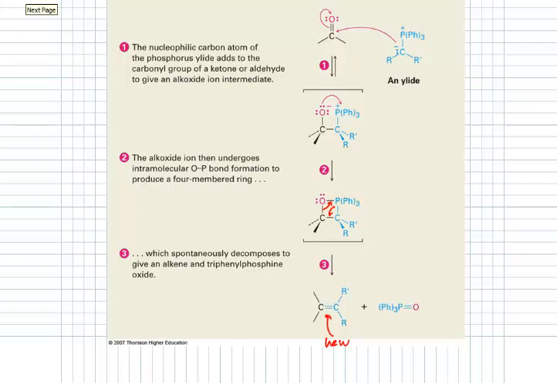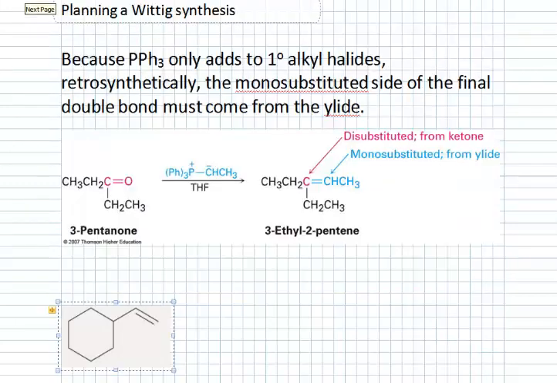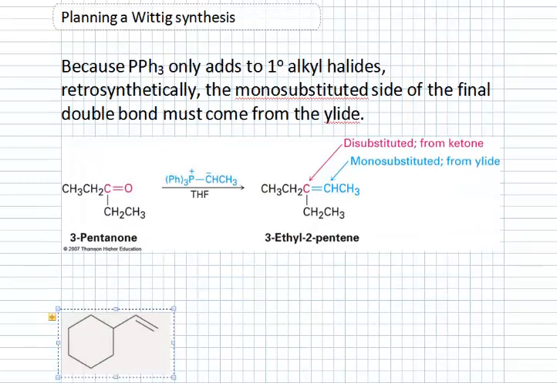So let's look at this in a little more practical terms here. Triphenylphosphine really only adds to primary alkyl halides. Really only does it well anyway. We could make it work with a secondary. It would be slow, but primary is the most practical. So that means that looking at our product that we need to have here, the mono-substituted side of the final double bond has to come from the ylide. It has to come from that phosphorus part.